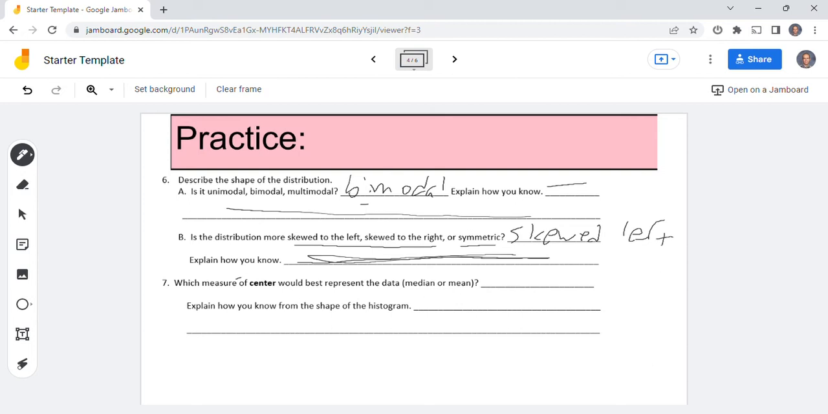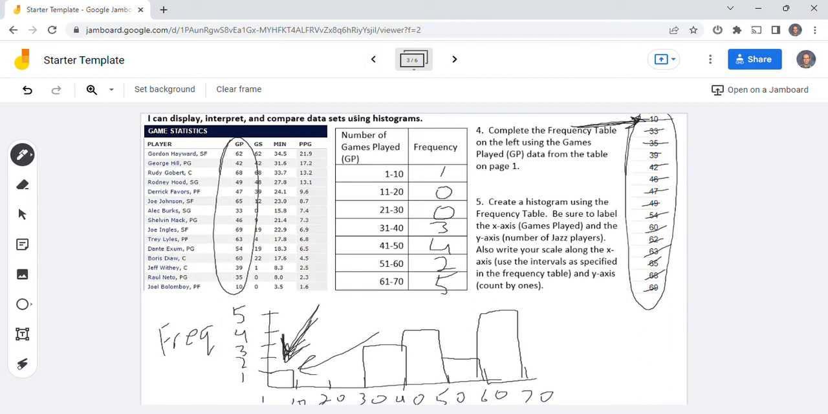Which measure of center would best represent the data? So we talked about this in 2 ways. If there's an outlier or if it's skewed to one side or another, then the mean is pulled out of place. Since this one is skewed, we are not going to use the mean because it skews it out of place. We are going to choose the median. So median, and our reasoning would be because the data is skewed over here to the left.